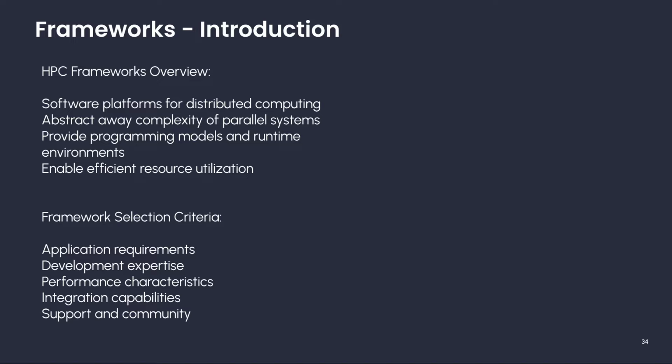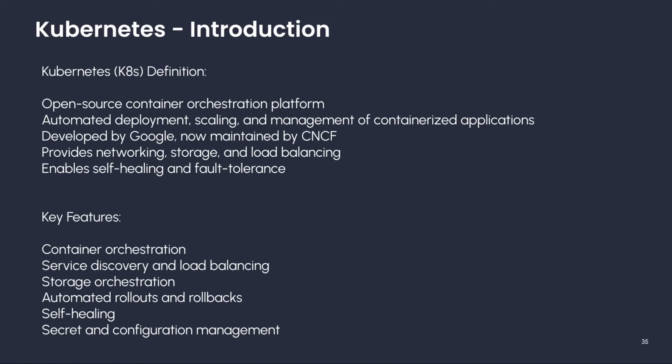So these are the frameworks: software platform for distributed computing, abstract away complexity of parallel systems, provide programming models and runtime environments, enable efficient resource utilization. So, definition. So these are the frameworks. First one is Kubernetes, quite popular in cloud computing. So open source container orchestration platform, automated deployment, scaling and management of containerized application developed by Google, now maintained by CNCF. So if any of you have used Docker or Podman, then you might know what I'm talking about.